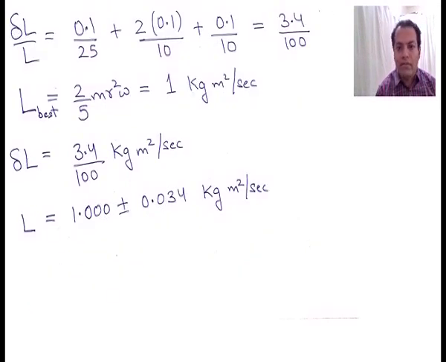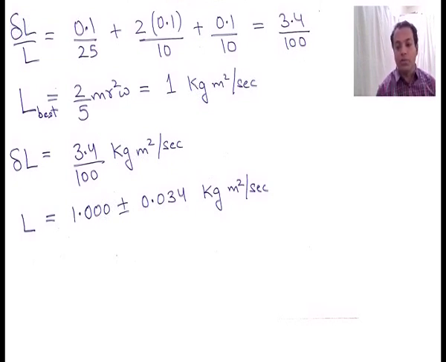We can plug in the values, and here we have delta L upon L as 3.4%. What is L itself? Or we can call it L best, our best estimate based on the average values of M, average values of R, and average value of omega. If you plug that in, you get 1 kg meter square per second as the best estimate, and the error is 3.4% of that. So one would report L to be 1 plus minus 0.034 kg meter square per second.